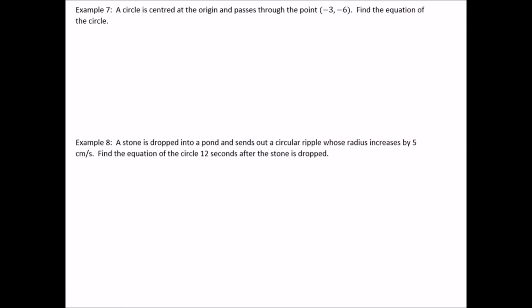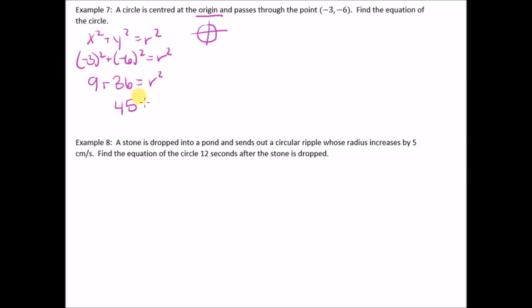Okay, last two. Example 7, a circle is centered at the origin. Okay, beautiful. Pass it through the point negative 3, negative 6. Find the equation of the circle. So very similar to the last one. We have the general equation of the circle, exactly the same equation as Pythagoras theorem. Now, negative 3 squared plus negative 6 squared equals, well, the whole point of us doing this is to find the radius. So I get 9 plus 36 equals R squared. So I get 45 equals R squared.